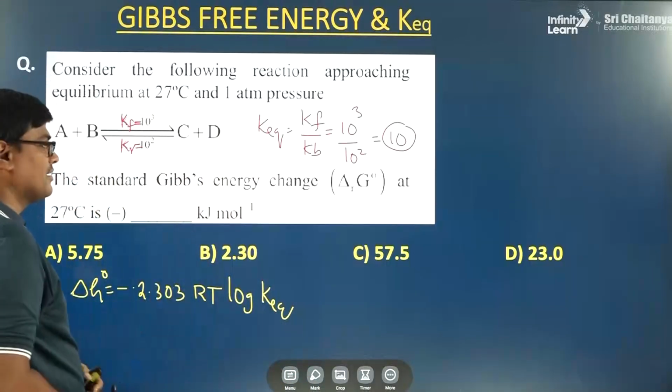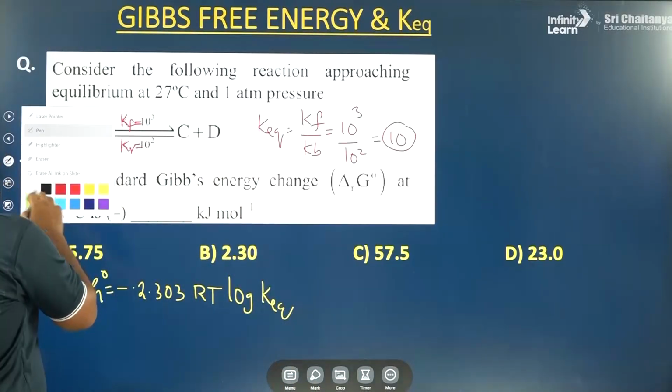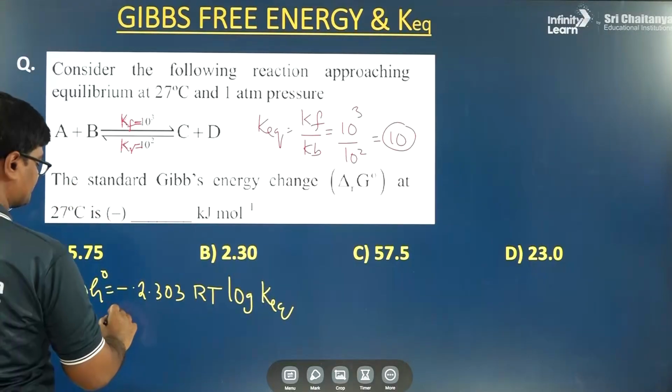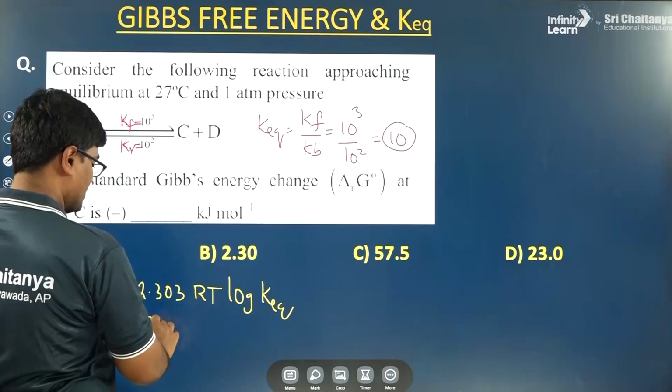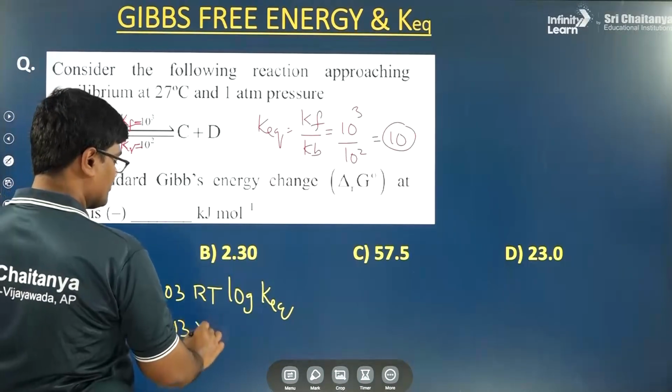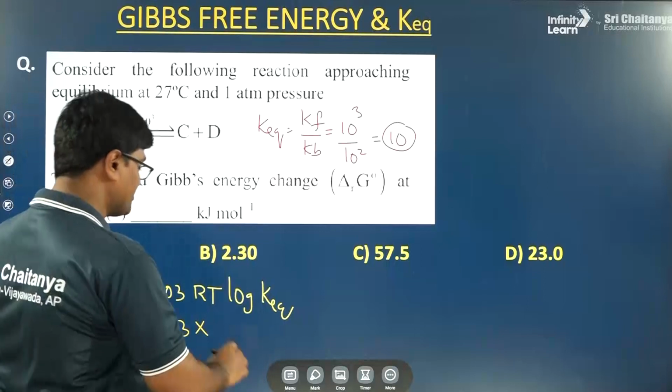Now if you substitute the data, we will get the answer, but the answer should be in kilojoules. So let's see. I am substituting the data. So here this is minus 2.303. What is the R value in joules? 8.314.